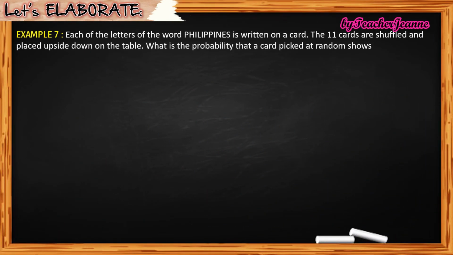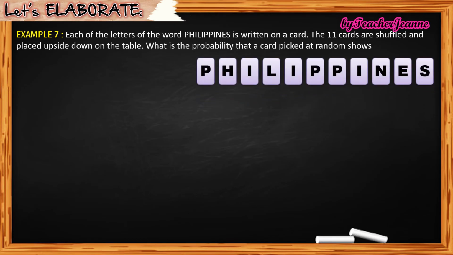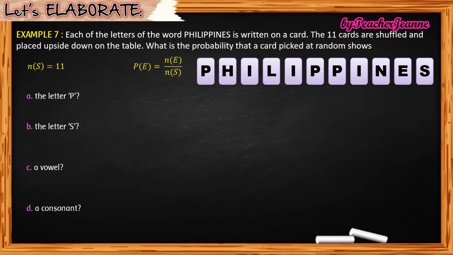For example number 7, each of the letters of the word Philippines is written on a card. The 11 cards are shuffled and placed upside down on the table. What is the probability that a card picked at random shows the letter P, the letter S, a vowel, a consonant? So the number of possible outcomes is 11, and we have the formula: the probability of an event is equal to the number of favorable outcomes over the number of possible outcomes.